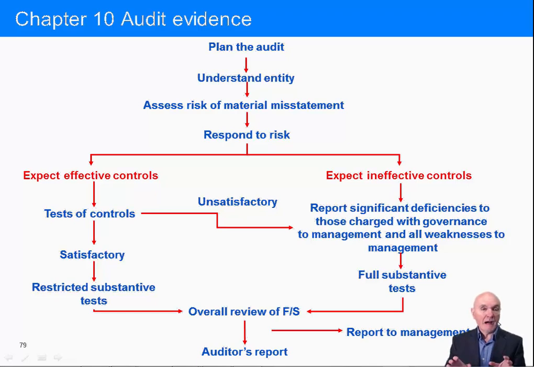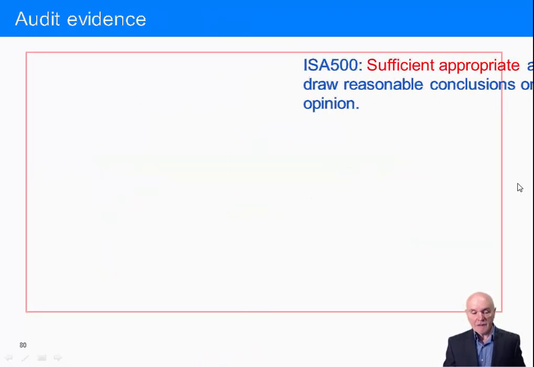So what is meant by evidence? What are the types of evidence? How much evidence do we need? Are there different qualities, different kinds of reliabilities of evidence? So let's go on to the next slide here.